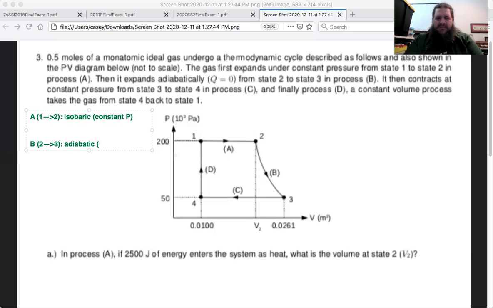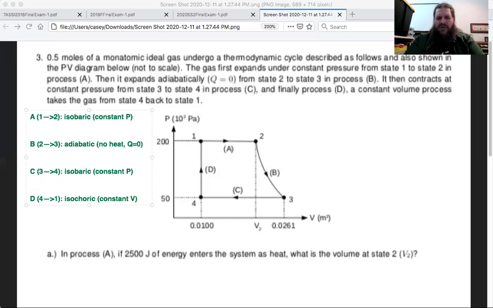And what does that mean? It means there's no heat. Yeah, no heat at all. So the thermal energy is changing, but it's changing due to work, not due to heat. And then state 3 to state 4, process C, we know it is constant pressure again. And then process D, taking us from state 4 back to the original state 1, is isochoric, constant volume.